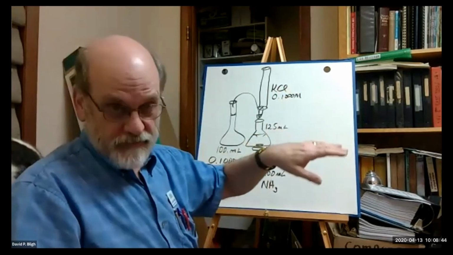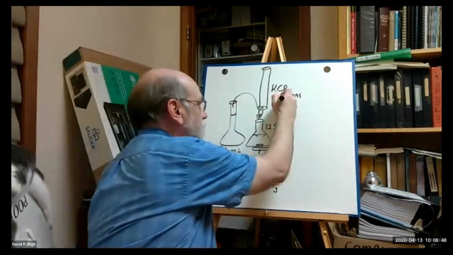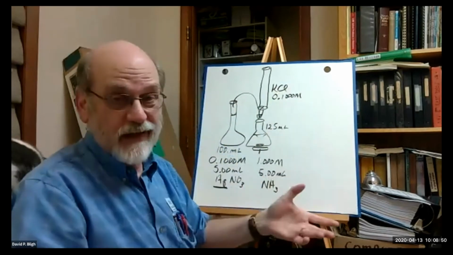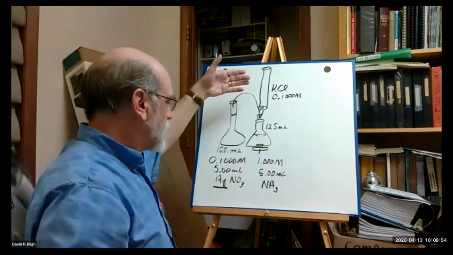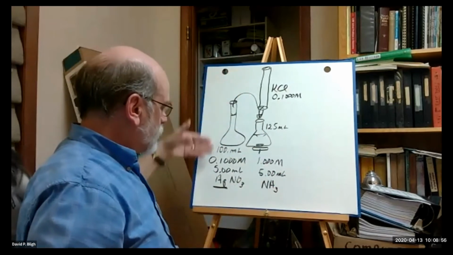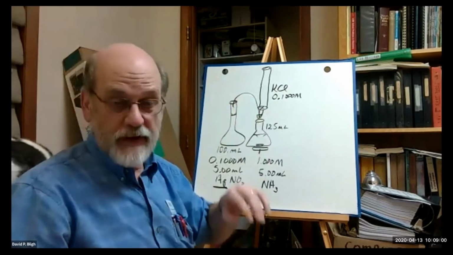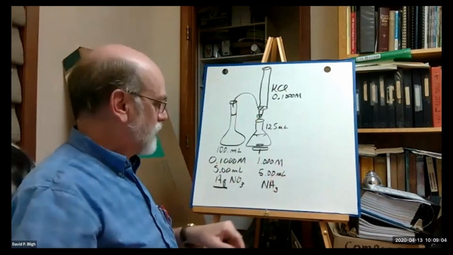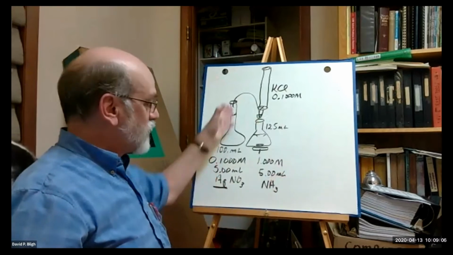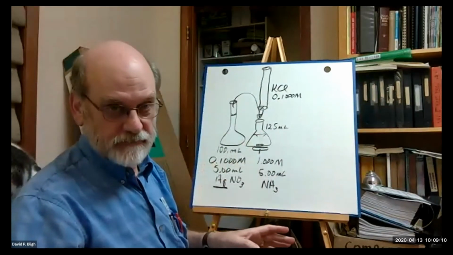I would have actually prepared a solution that is as close as I can get to 0.1 molar. And these solutions are really close, really close. So I took that variable out of the scenario. The only variable you have is how you prepare the solution and then how you do the titration.